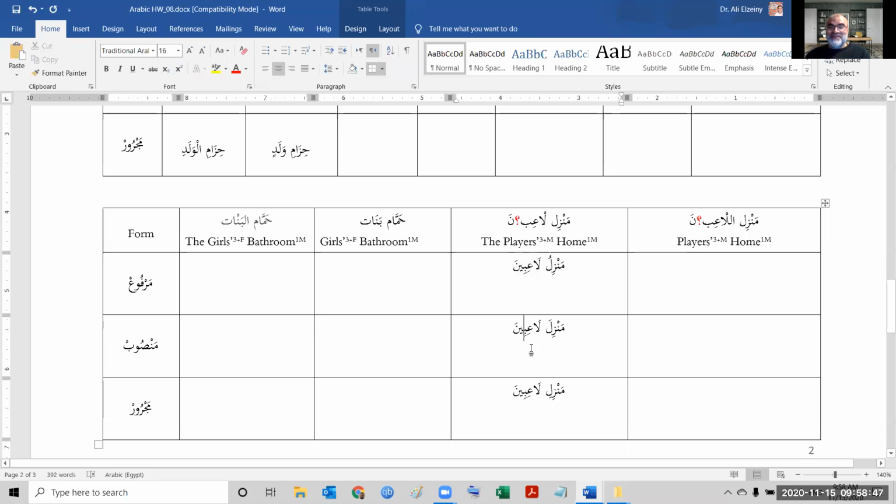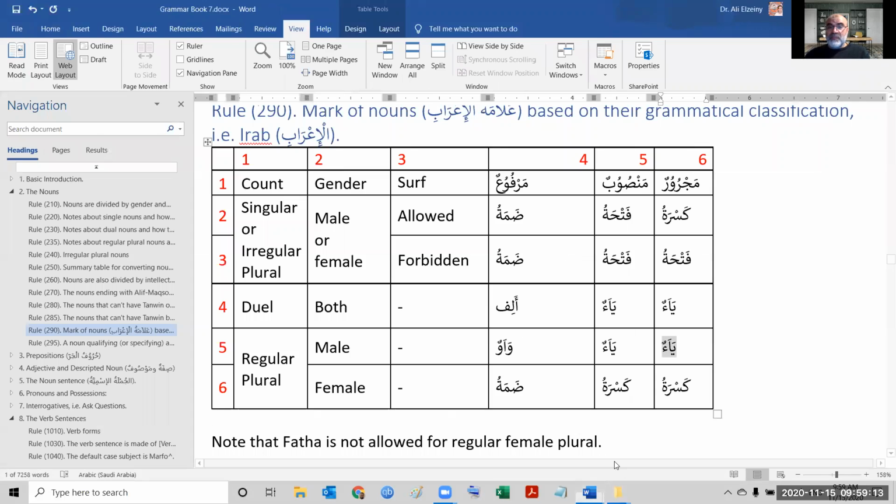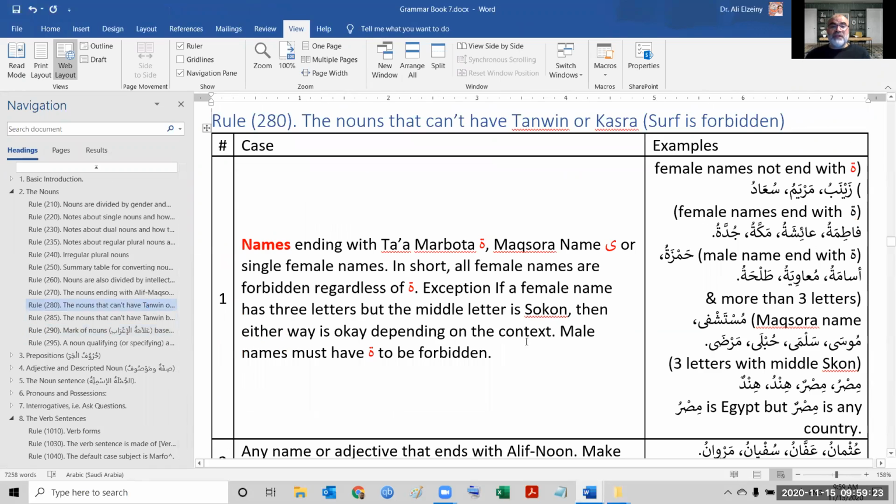Okay? Figuring it out, it's the second noun. Now, the first noun, which is منزل, it's a house or a home. It's a male word. So what's the grammar for مرفوع, منصوب, or مجرور? There are three possibilities. Okay. The word منزل, it's one male. Okay. So we go there. It's one male. So we have two cases. If صرف is allowed, if صرف is not allowed. Home, go back to the صرف here issue.